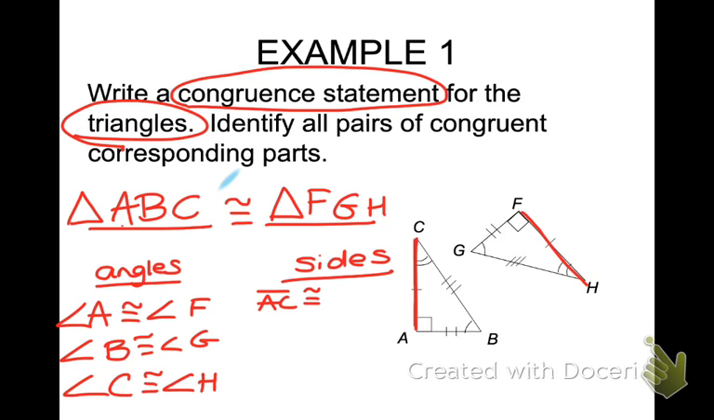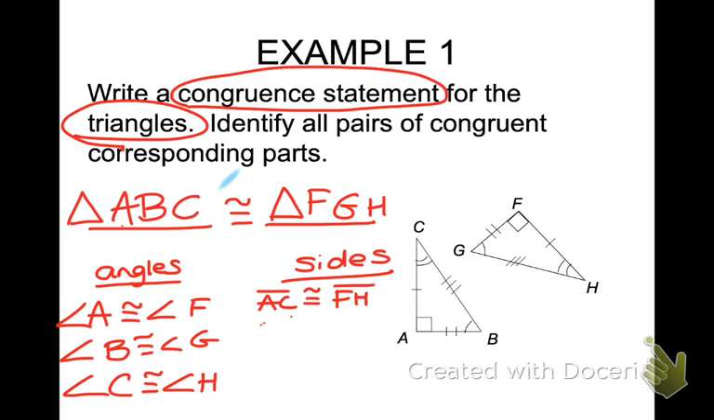HF. But now I do need to think about the order. Is it going to be FH or HF? Well, I did A, which is right angle, to C, which is double arc. So over here, F is right angle to H, which is the double mark. So it's going to be line segment or side FH.